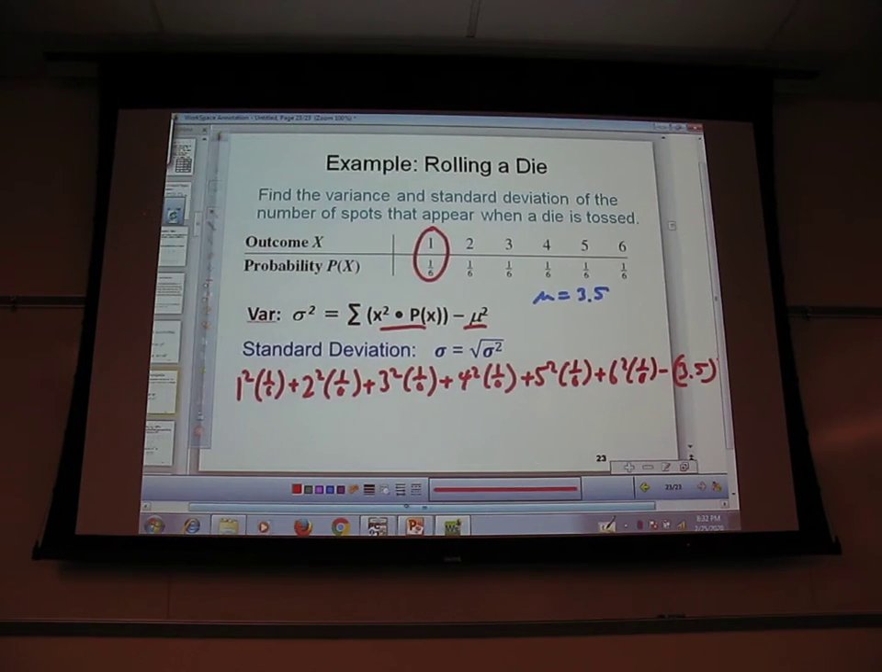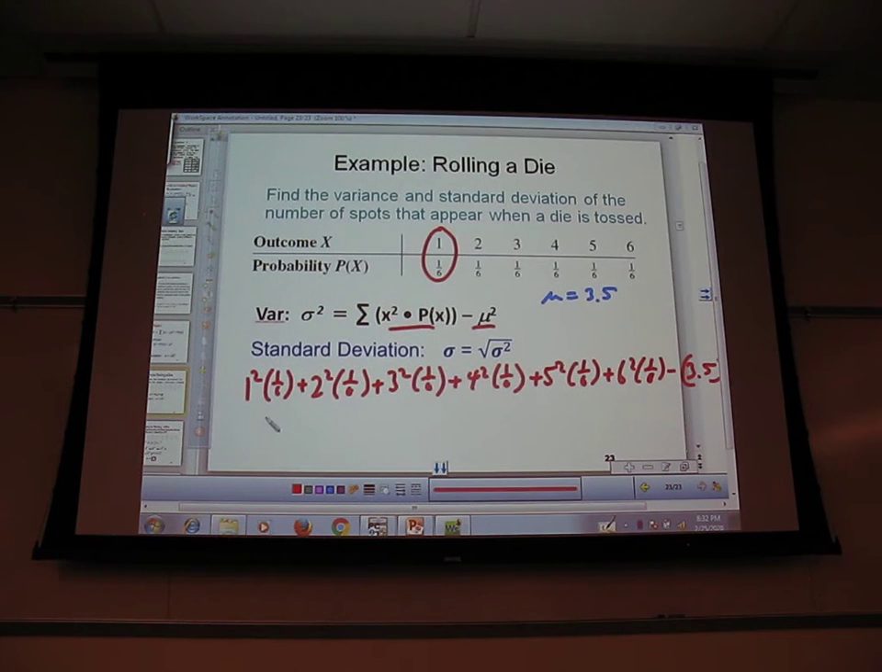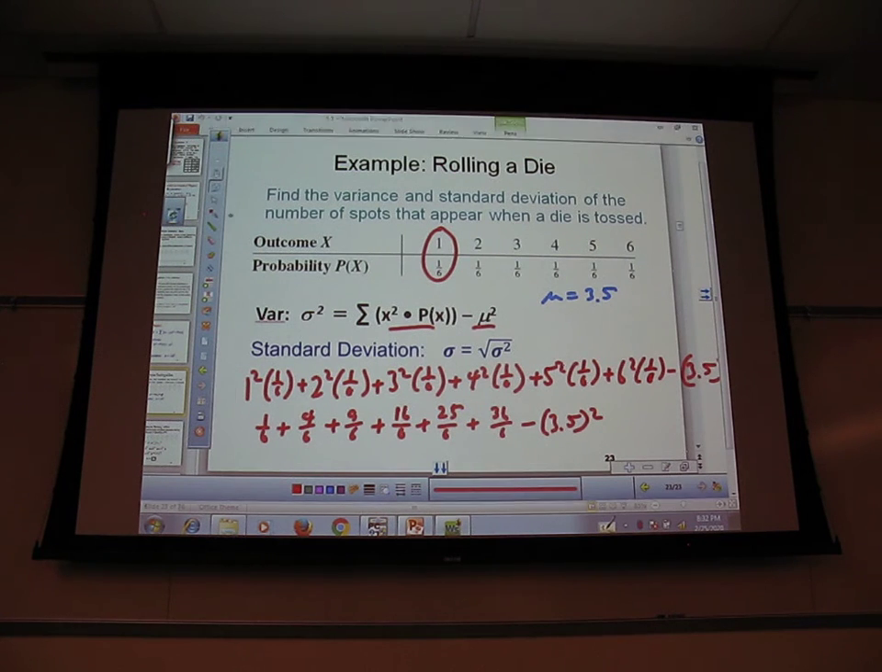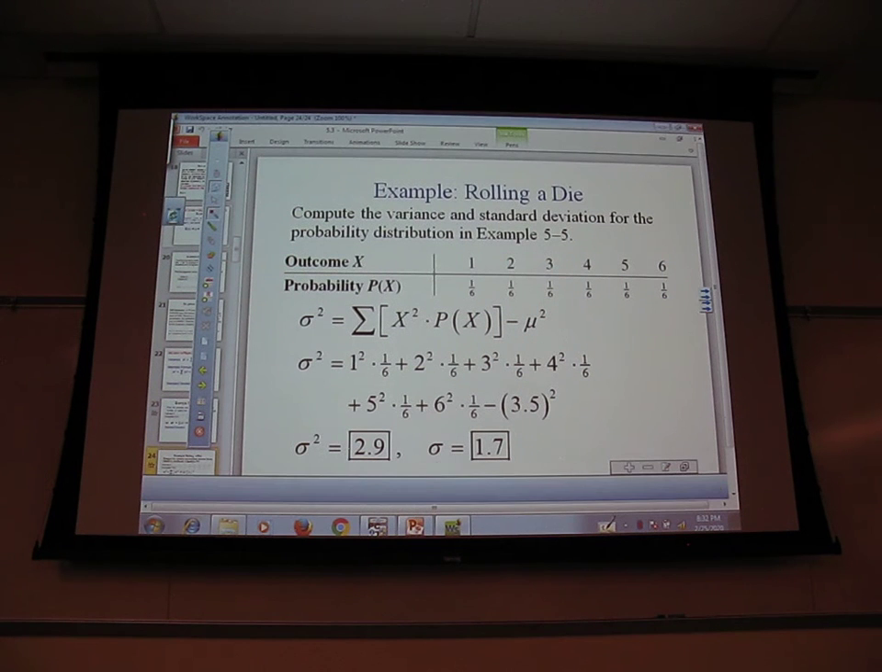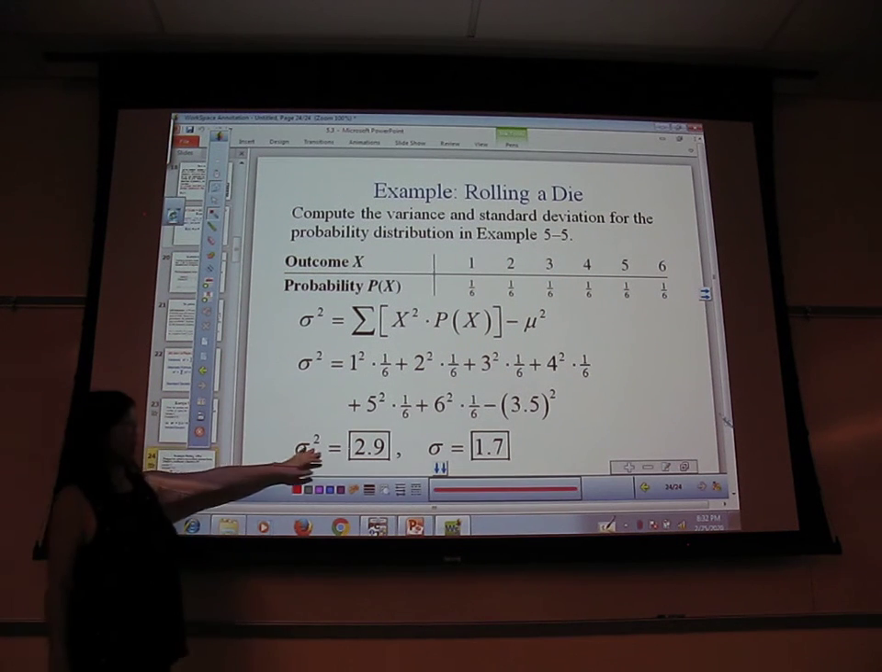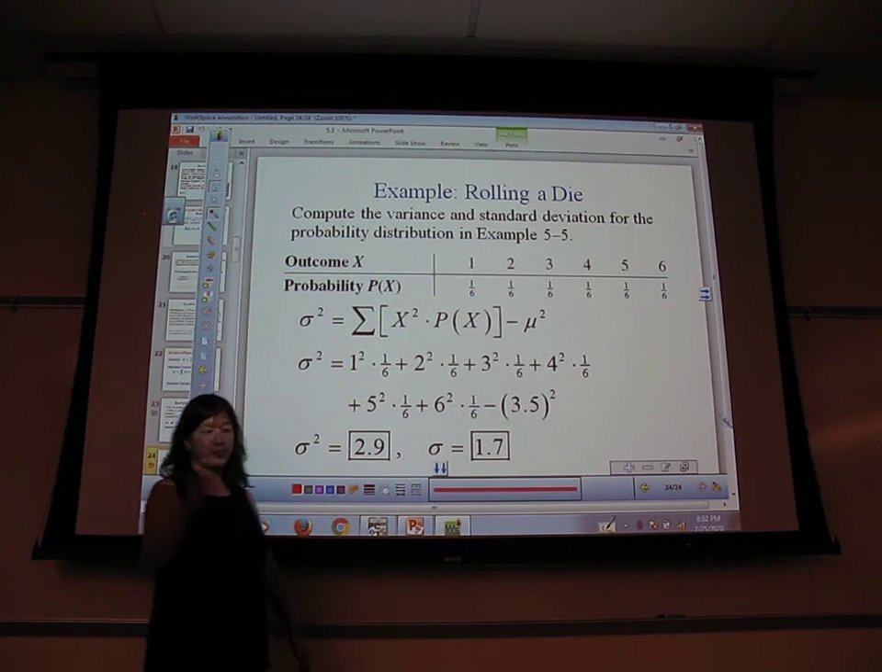If you do this, you'll end up getting 1 squared is 1, so that's 1/6. 2 squared is 4, so 4/6. 3 squared is 9, 9/6. 4 squared is 16, over 6. 5 squared is 25, over 6. And then 6 squared is 36, over 6. Minus 3.5 squared. Once you add up all those, you'll magically get the variance of 2.9. If you square root that, you get the standard deviation of 1.7.